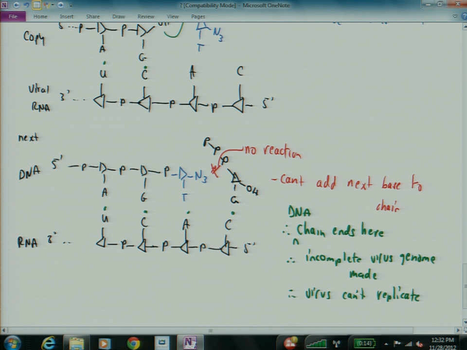And all the nucleoside analogs work the same way. They're all missing a 3' OH, no matter which of the different ones you look at that are out there on the market. And so all of them will be added to a chain, and then they're chain terminators.